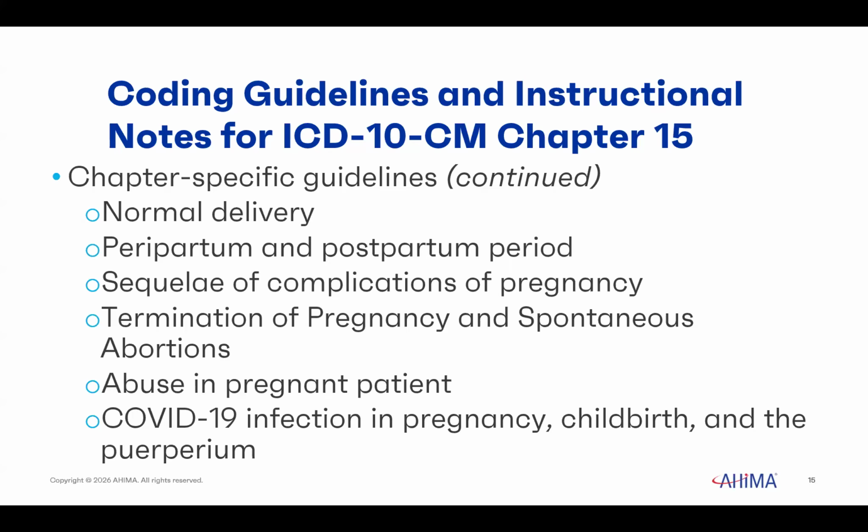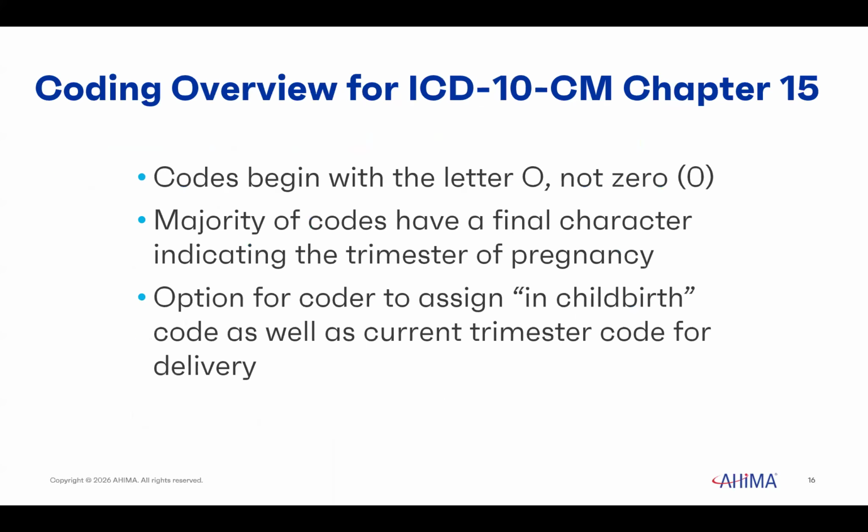And last slide. Again, these codes begin with the letter O, not 0. The majority of codes have a final character that indicates the trimester of the pregnancy. And again, we have the option to assign an in childbirth code as well as a current trimester code for delivery.